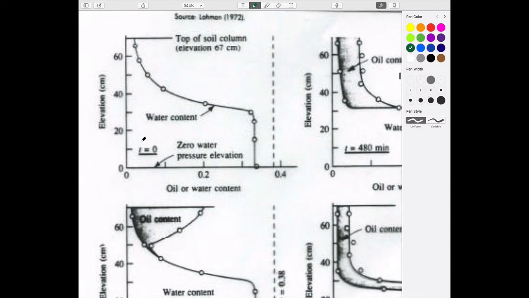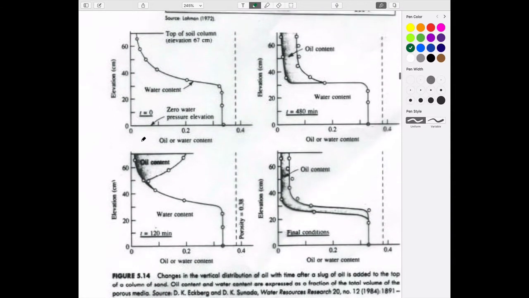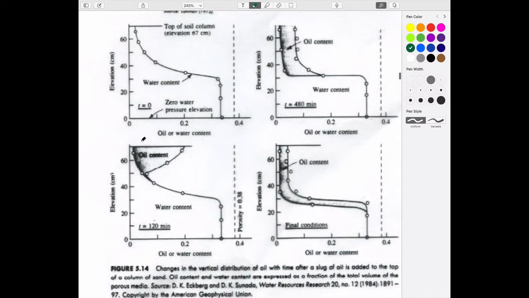And so we can apply the same kinds of ideas to if you had a spill from the surface, but now the difference was present in the other case. Now the difference is we potentially have three fluids. And so we start off in this case. This is a time sequence that looks at times of initially, after 2 hours, after 8 hours, and final conditions.